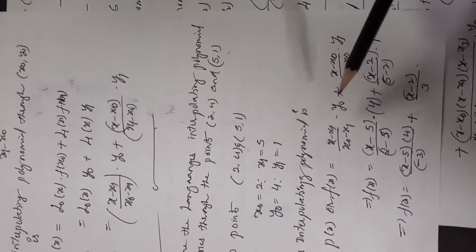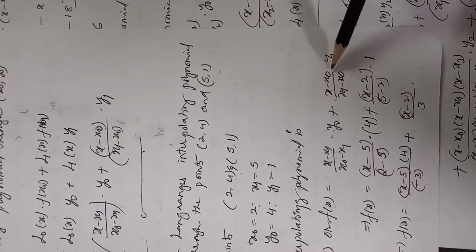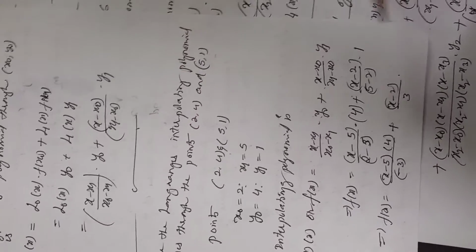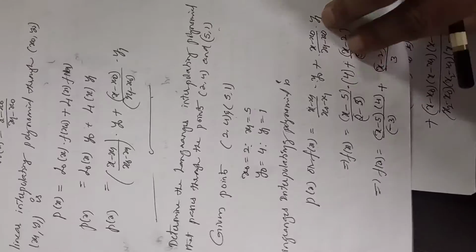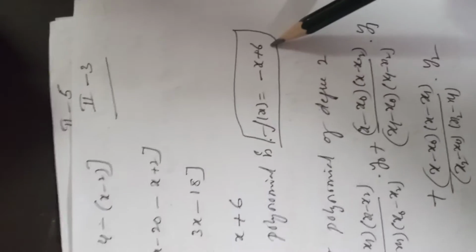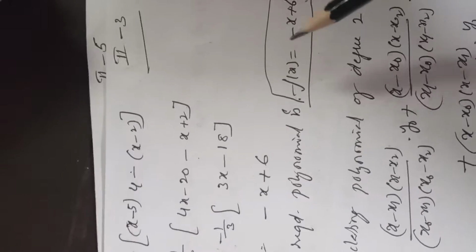Here only 2 points are given to you. That's why you are using a polynomial of degree 1. That is (x minus x1) by (x0 minus x1) into y0 plus (x minus x0) by (x1 minus x0) into y1. Here f of x or p of x, we know the values of x0, x1 and y0, y1. Simply we are substituting those values here. Now after simplification, we are getting the polynomial f of x or p of x is equal to minus x plus 6. Right? This is the polynomial which satisfies the given data.